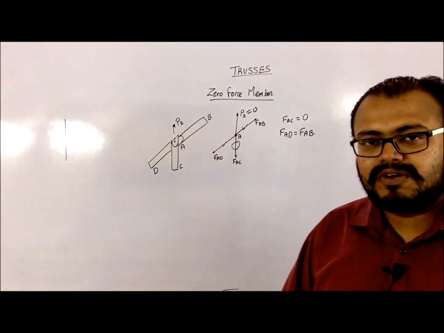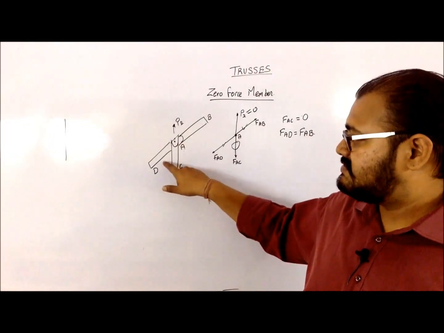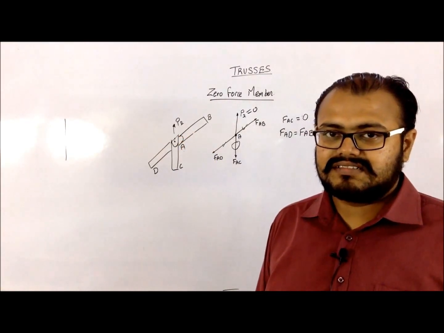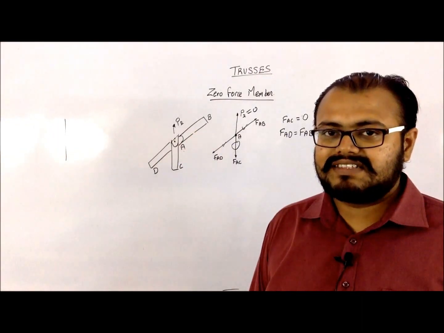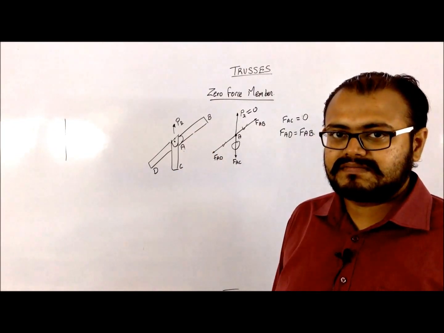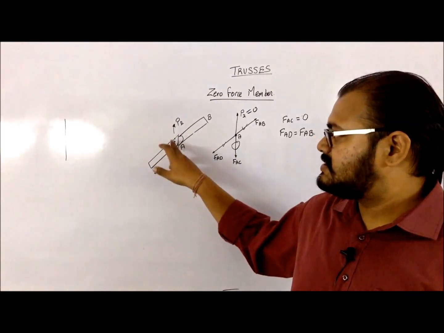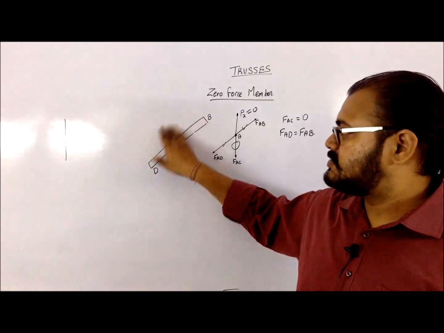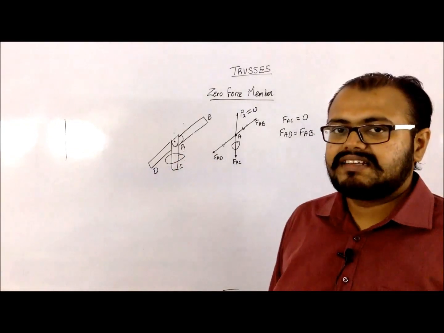So we have come to the point of understanding the first type of zero force member, which is seen at the junction where there are 3 members meeting with each other. If out of the 3 members there are 2 members which are in line with each other, then they will have equal forces present in them. But the third member which is not in line with them will be equated to 0 because there is no force which is attached to A. So this particular member forms my zero force member.